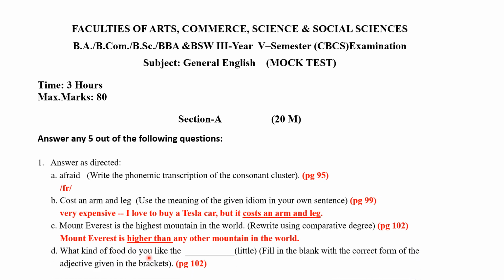Then what kind of food do you like? The dash. And the clue word is little. Fill in the blanks with the correct form of the adjective given in the brackets. So this is again the comparative degree, students. And what are the comparative degrees for little? You should know. And the answer is least. The superlative degree is least. And the clue is the. Whenever the is there before an adjective, it is the superlative degree. So little, less, and least. So the answer is least, students. So this is the first question.